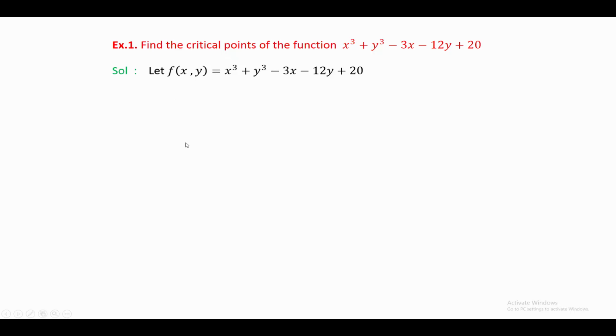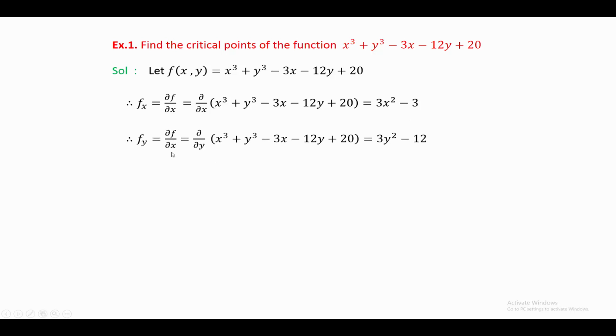To find the critical points, find the first derivatives, take them equal to 0 and find the points. First partial derivative: fx equals partial derivative with respect to x of x cube plus y cube minus 3x minus 12y plus 20. Derivative of x cube is 3x square, derivative of y cube is 0, minus 3, derivative of minus 12y is 0, derivative of 20 is 0, so fx equal to 3x square minus 3.